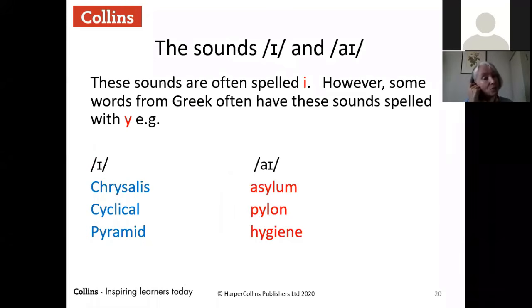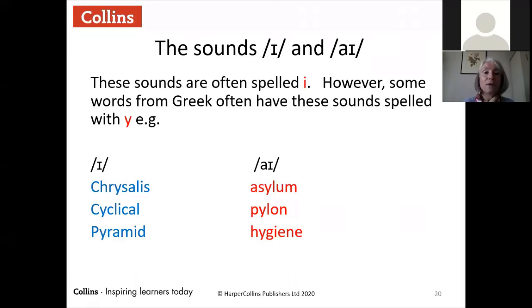Here's another one to be aware of. The sounds /ɪ/ and /aɪ/, these two vowel sounds. So the little square I, the first one is /ɪ/, and then the A followed by the it sound is /aɪ/, as in die, cry, and fish. These sounds in English are mostly spelled with the grapheme I. So two different sounds, one spelling. That's just how English works.